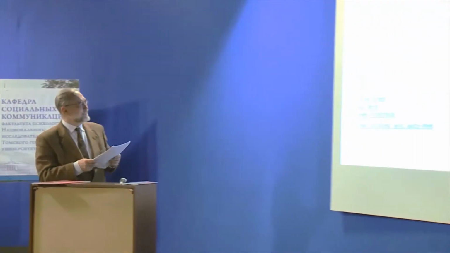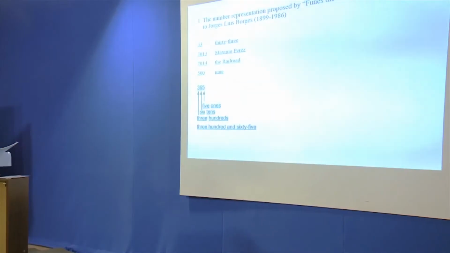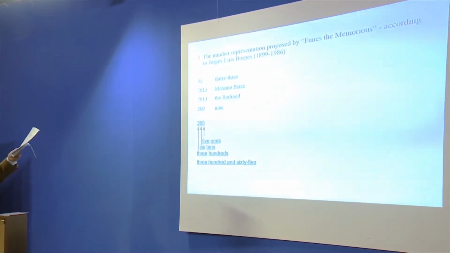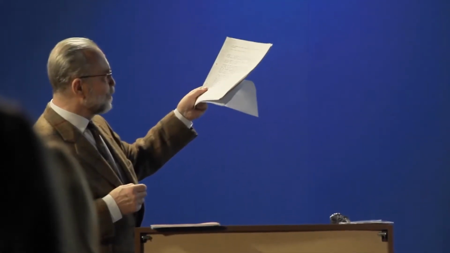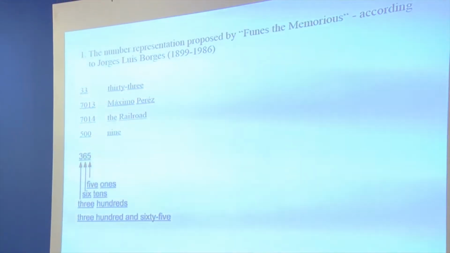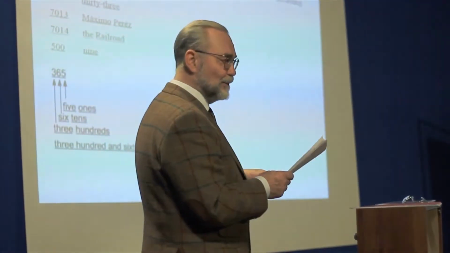So I've written some of those examples so that you can see them once more. So 33 was for him too complex. He wanted to have one single name instead of 33. The same is true of 7013. He said that Máximo Perez is much simpler than 7013. The Railroad is much simpler than 7014. 9 is much simpler than 500. So this was the idea of this shepherd boy.